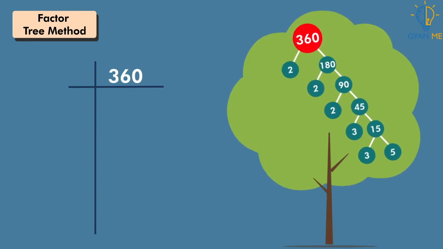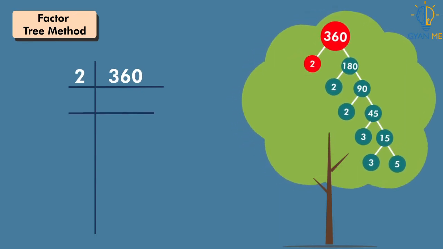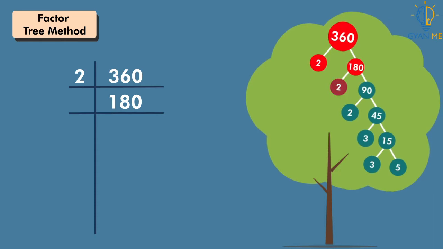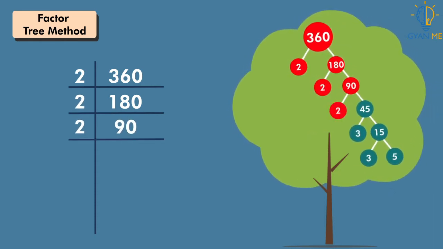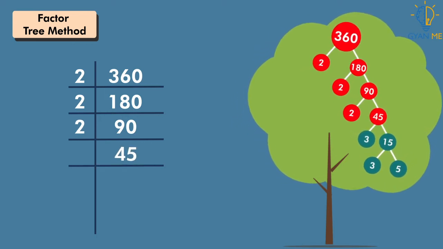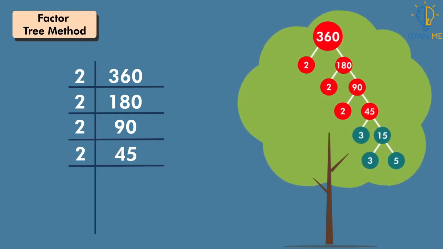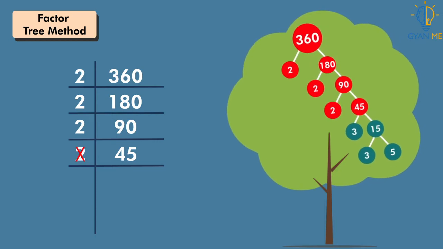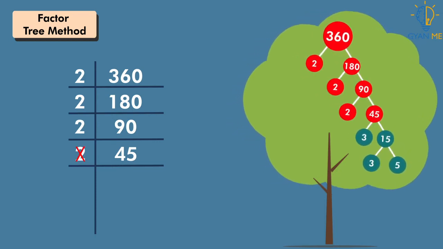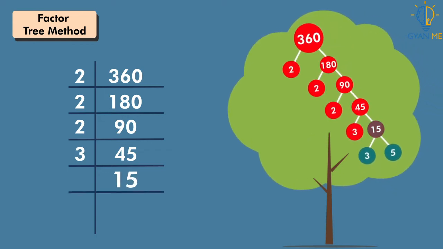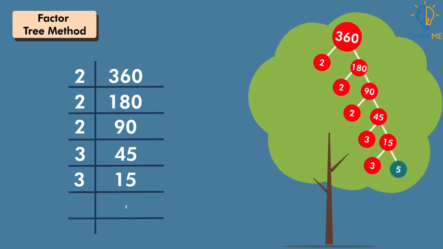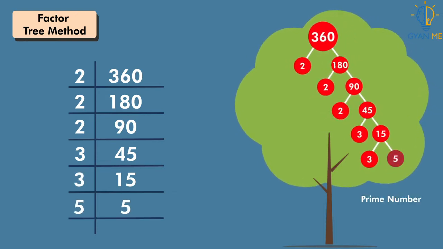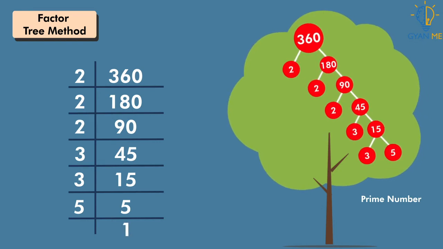Divide 360 by first prime, that is 2, we get 180. Again divide 180 by 2, we get 90. Again divide 90 by 2, we get 45. Again try dividing 45 by 2, but you know it is not divisible by 2. So let us try with next prime, that is 3. 45 gets divided and we get 15. Again divide 15 by 3, we get 5. Here 5 is prime number, so we cannot factorize it further.